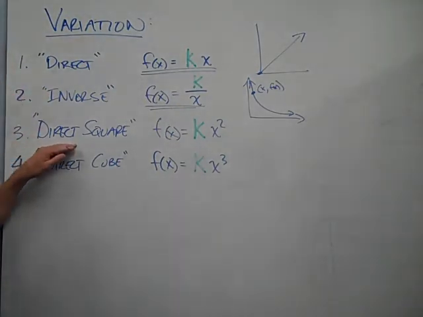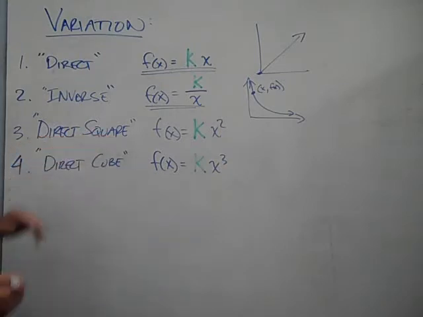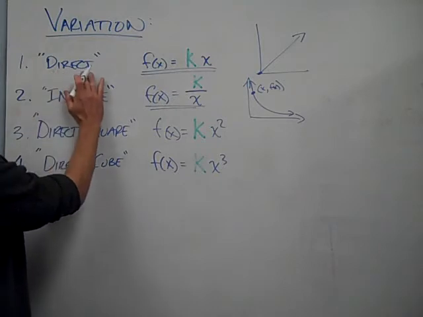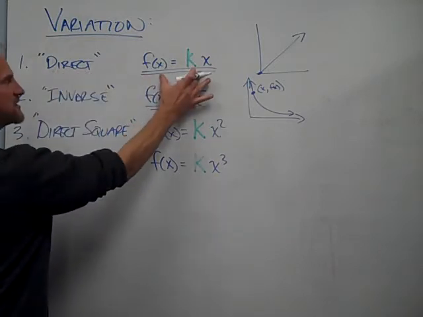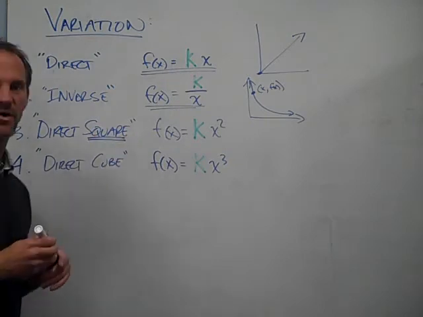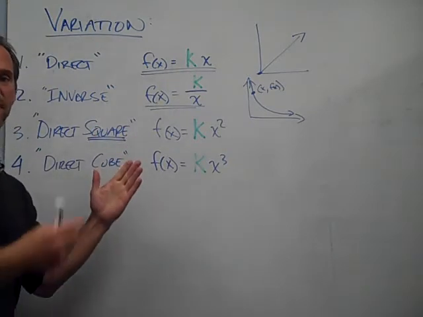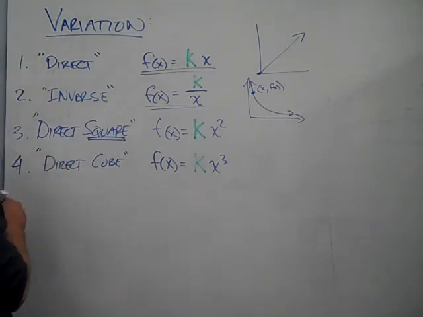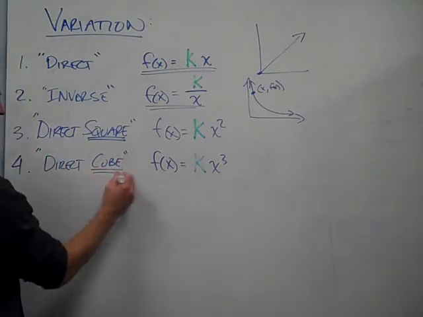The third one is a direct square variation. Try to ignore this word because it appears up here. If it's just standard direct, this is the straight line. If it's direct with the square, what it means is one quantity gets bigger, the other one gets bigger by the squaring of that amount. And the same with the fourth one, it's a direct cube. Again, that's the critical word.